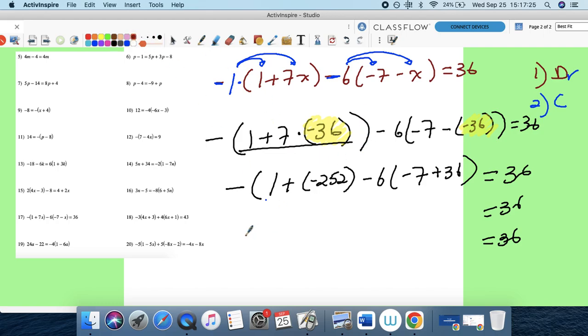So again, let's simplify. Negative 1 plus negative 252 is negative 253. Minus 6 times negative 7 plus 36 equals negative 29. Here, the final last negative, remember, negative times a negative is a positive, you get 251. And then negative 6 times negative 29 is 174.